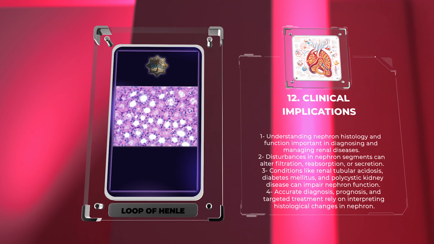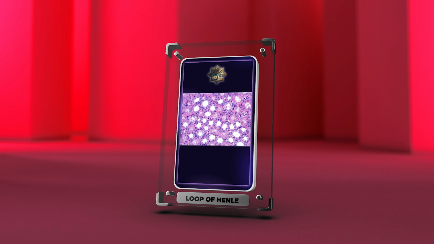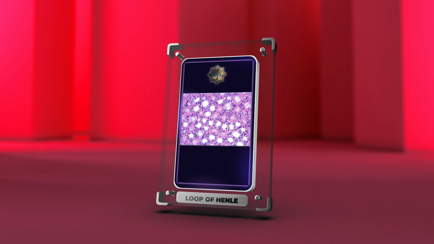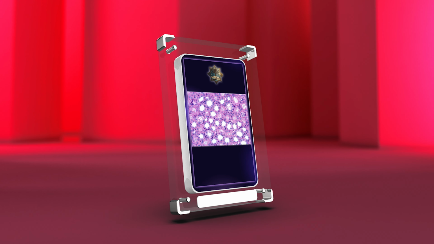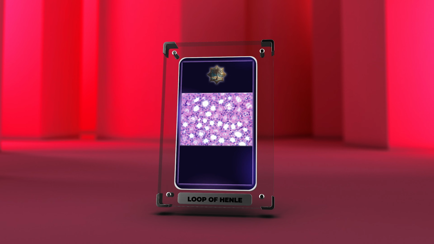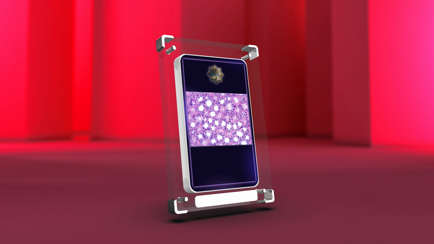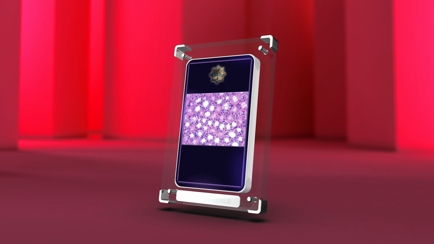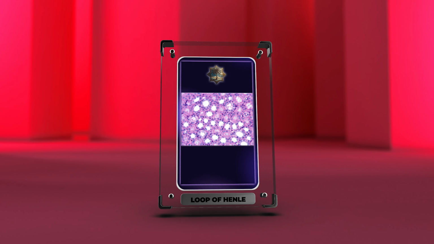Understanding the histological structure and function of the loop of Henle is essential in comprehending the complex mechanisms of renal filtration and reabsorption. This knowledge is crucial for healthcare professionals in diagnosing and treating renal disorders effectively. It also highlights the importance of maintaining renal homeostasis for overall health.